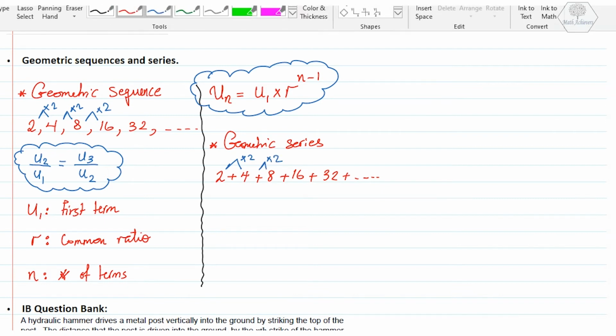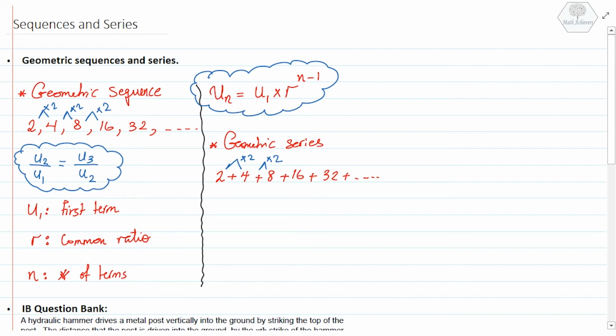Now, to find the sum of n terms, I also write it as the sum of Ui from i equal to 1 to N.